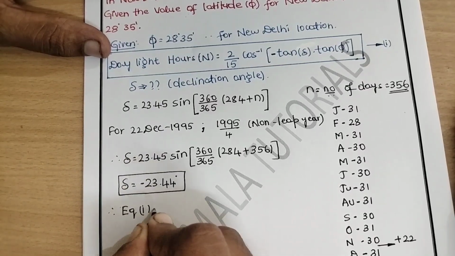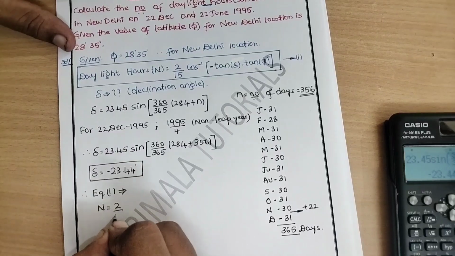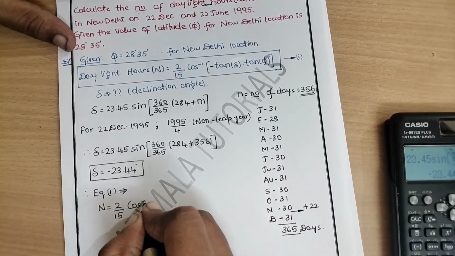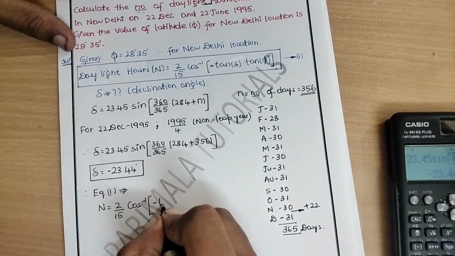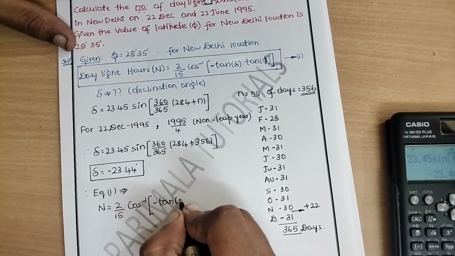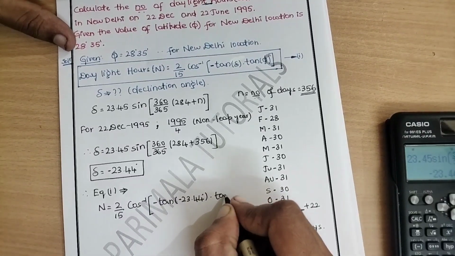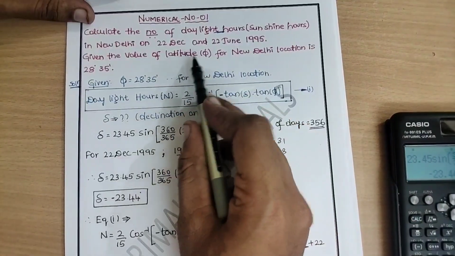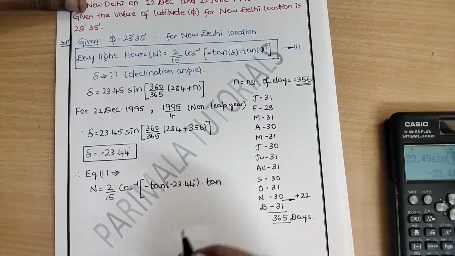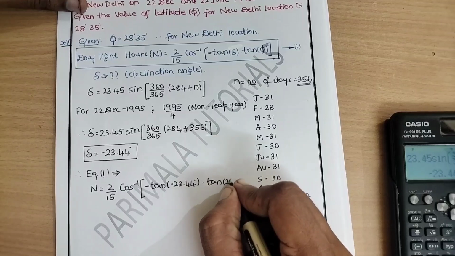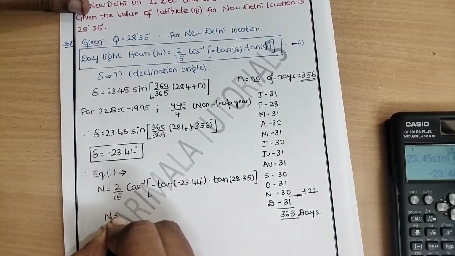equation 1 implies n is equal to 2 by 15. Let us keep it as it is. So cos inverse of, open the bracket, minus tan delta. Tan of the value delta, which is minus 23.44 degree, into tan of phi. What is the value of phi? I repeat, the value is 28 degree 35 minute. No need to convert anything. Just let us take it as 28.35. So close the bracket. So therefore, let us solve this one.